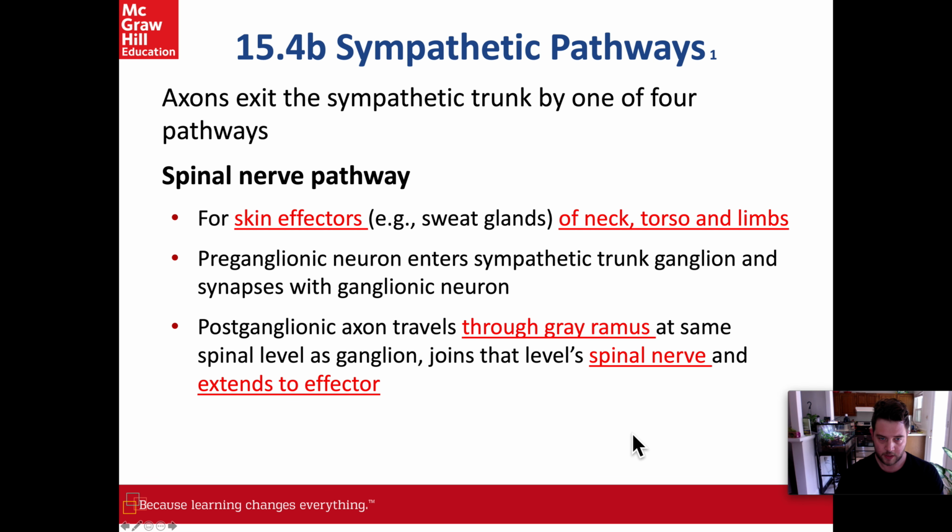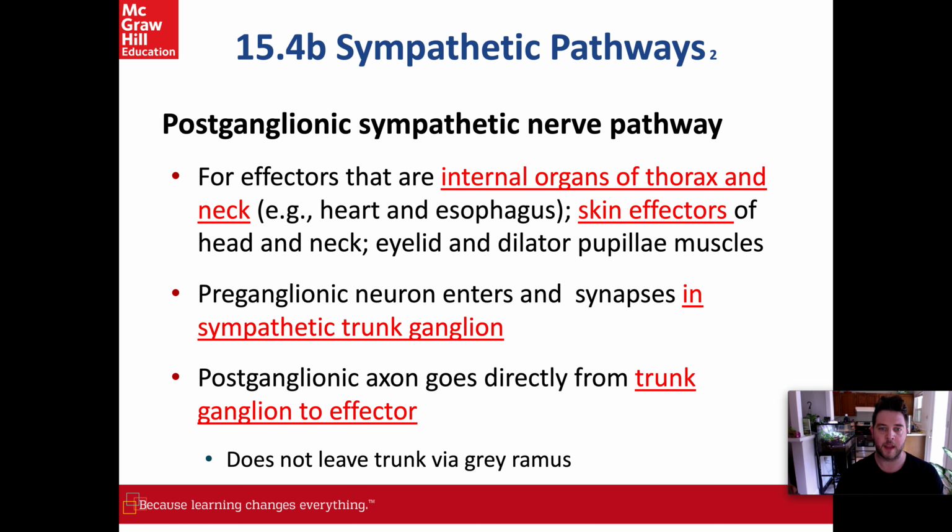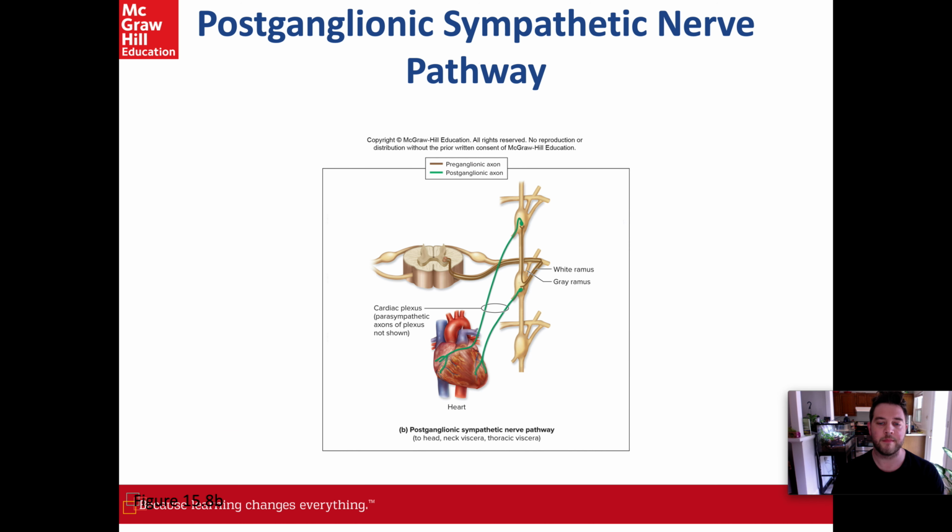So these, we're exiting out through the gray ramus, I believe, and these are not. So you can see it goes out through here, and then it goes to the neuron and goes right to the effector.